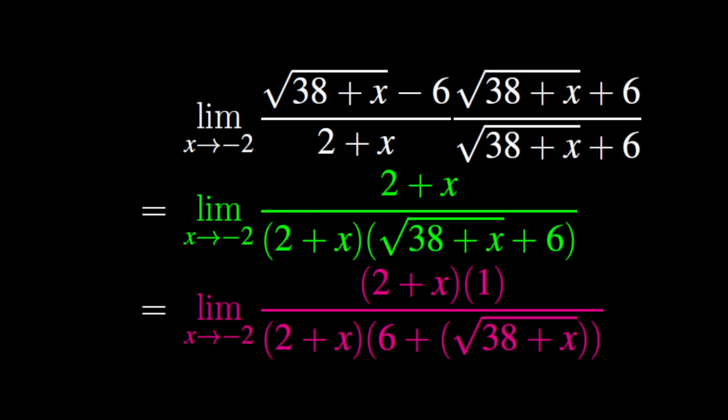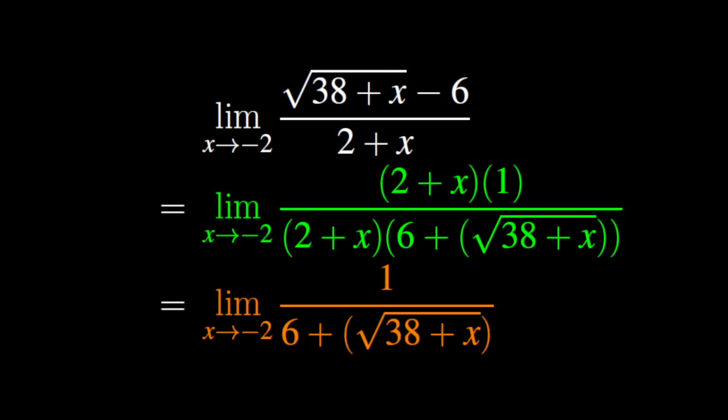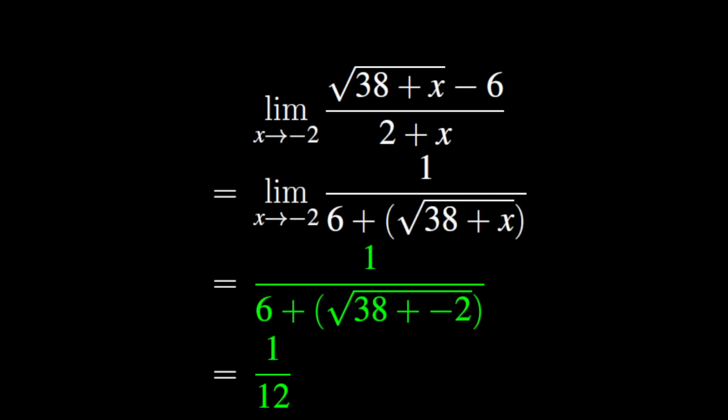The problem becomes the limit as x goes to minus 2 of the quantity 2 plus x over the quantity 12 plus 6x plus 2 plus x times the square root of 38 plus x. Then we factorize the numerator and denominator in order to find a potential common factor, then simplify the common factor. Thus, when we plug minus 2 in the new expression, we find out that the limit is 1 over 12.